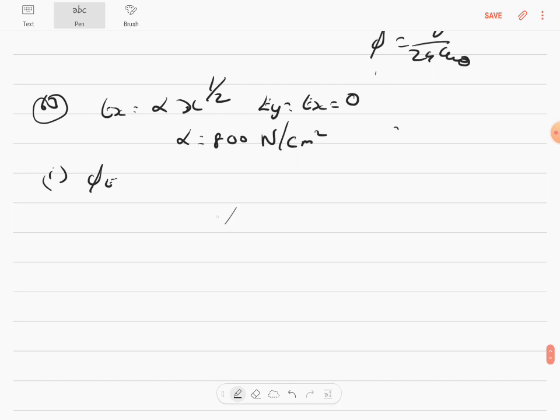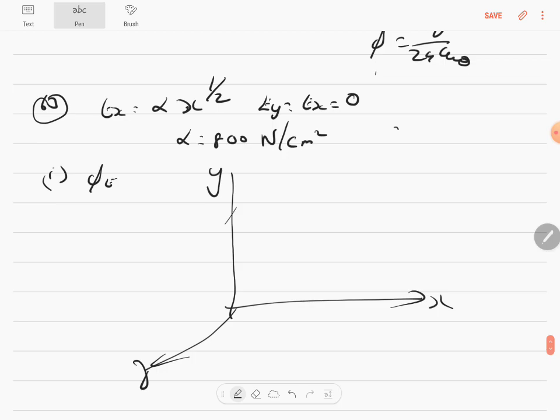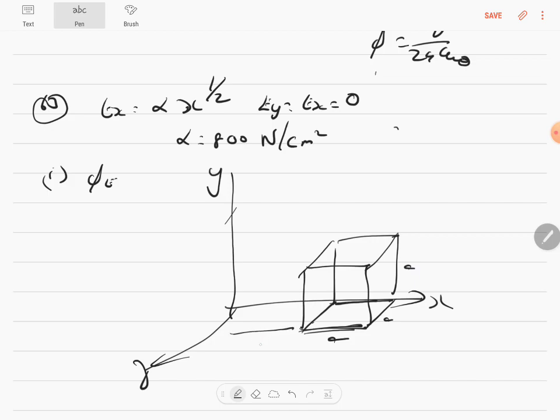Okay, let's look at the diagram first. The diagram goes like this. This is x-axis, this is y-axis, and this is z-axis. They have drawn a cube here like this. They've given the side of the cube is A. Length of the side of a cube is A. And they've also given that from the origin it's at a distance A. It's all given. And A is also equal to 0.1 meter.